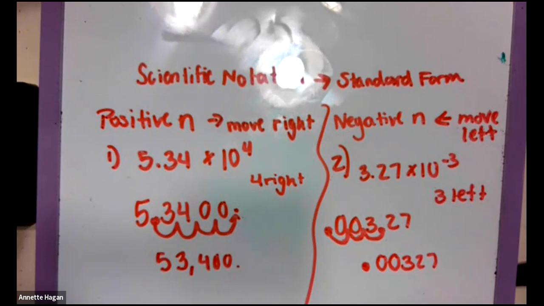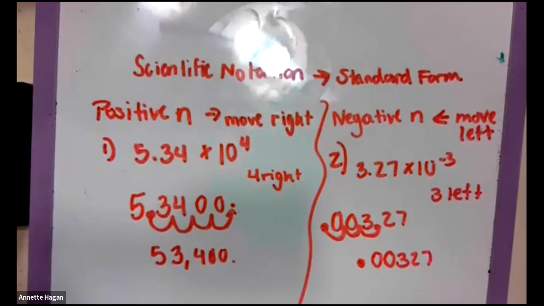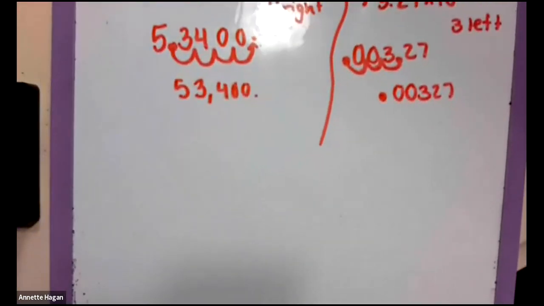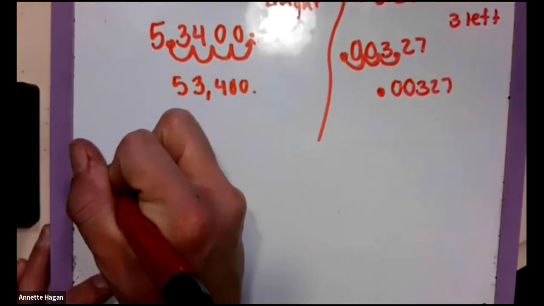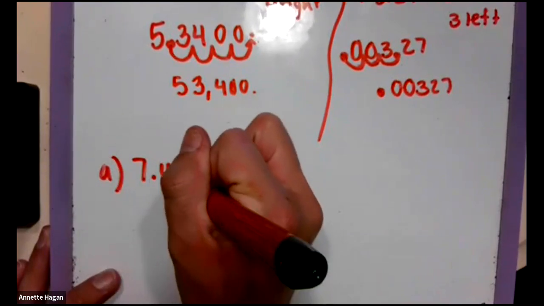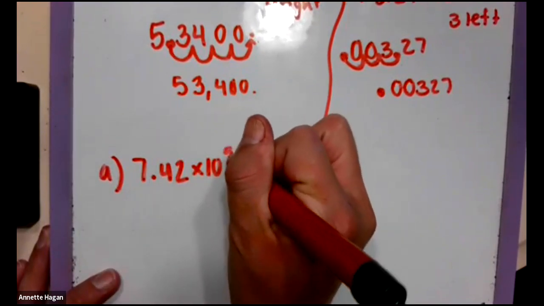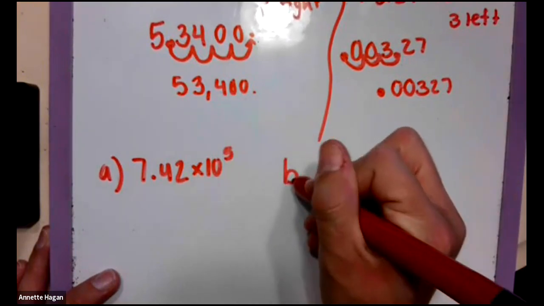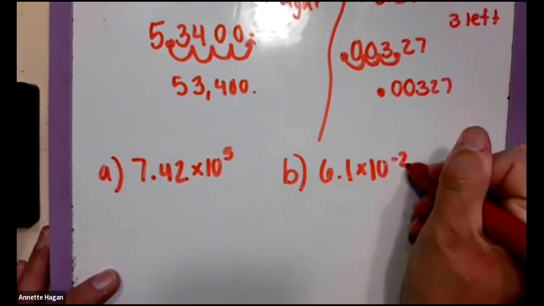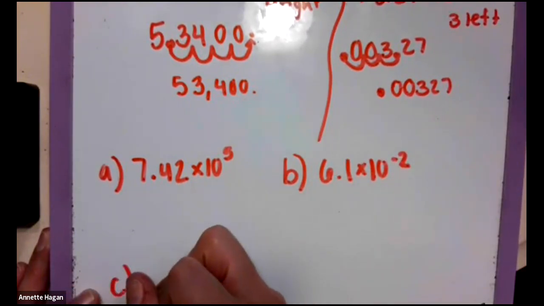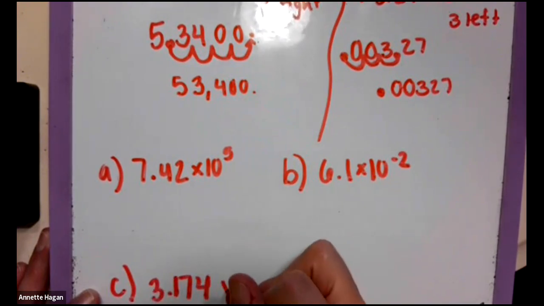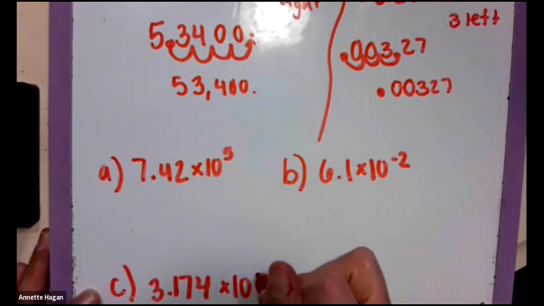All right, so let's do some practice. I'm going to put 3 problems on the board, and I want you guys to try and answer these 3 problems, okay? Example A is 7.42 times 10 to the 5th. Example B is 6.1 times 10 to the negative 2nd. And example C is 3.174 times 10 to the 2nd.